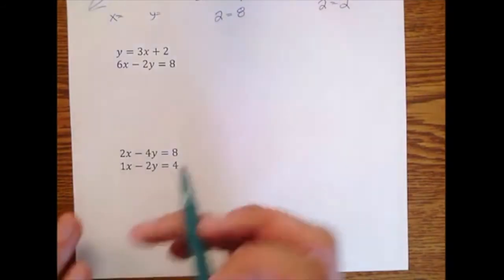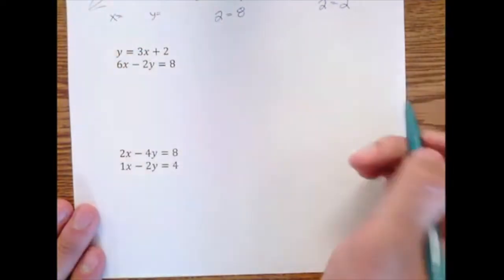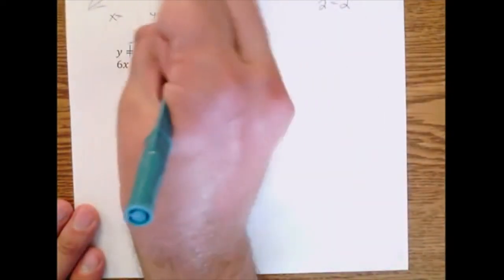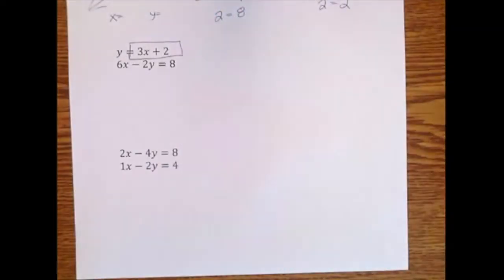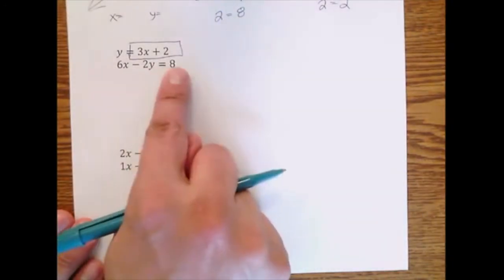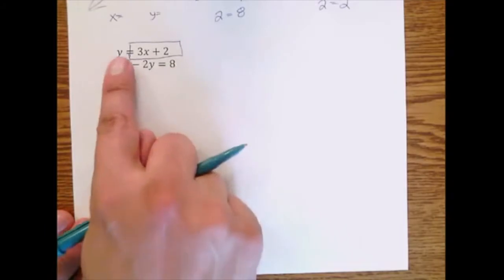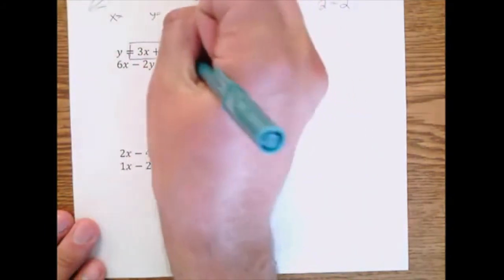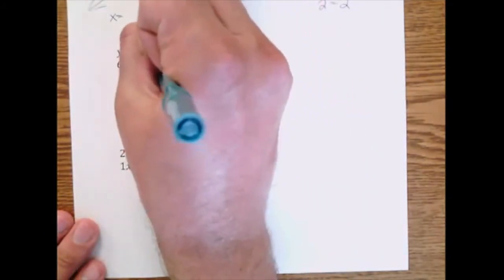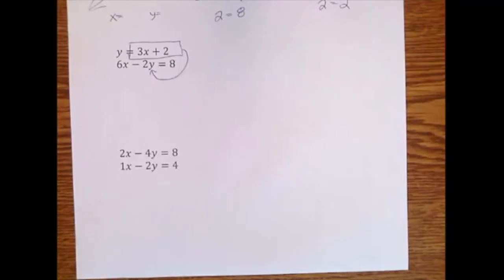So what I'm going to do is take, well, I know y is equal to 3x plus 2. So anytime I see y, I can plug in 3x plus 2. So in the second line of this equation, I'm going to replace my y's with 3x plus 2. So we're going to just plug in right here.